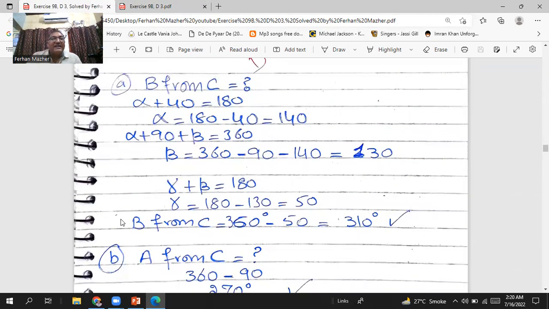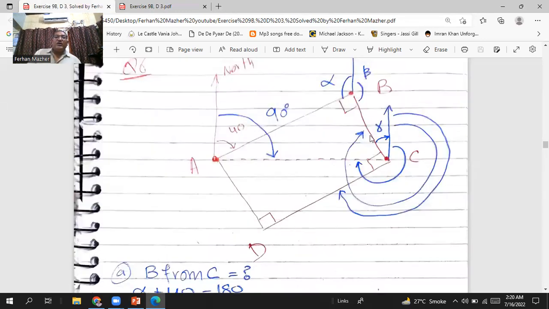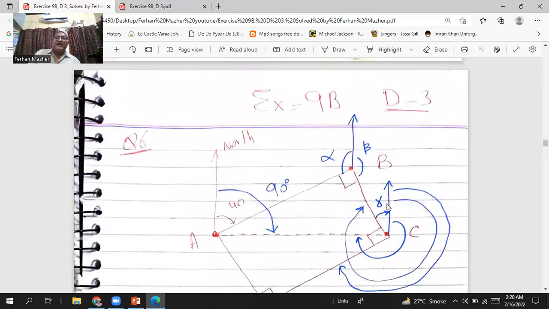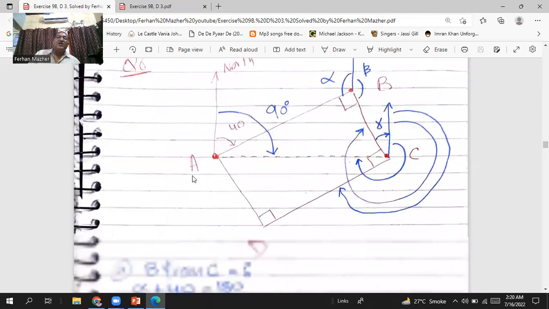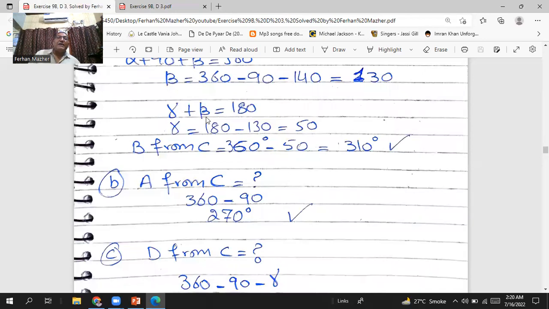So alpha plus 90 plus beta is equal to 360. We know the alpha value, that is 140. So beta will be 360 minus 90 minus 140, and that will be 130. Then I showed you this beta and the gamma. Their sum will be 180, because they are the allied angles of parallel lines. So gamma plus beta is equal to 180, so gamma will be 180 minus 130, and that will be 50.